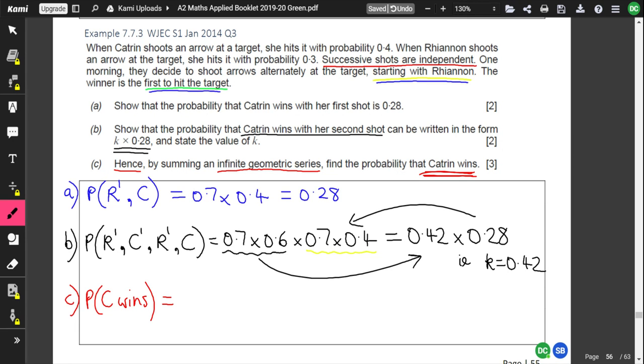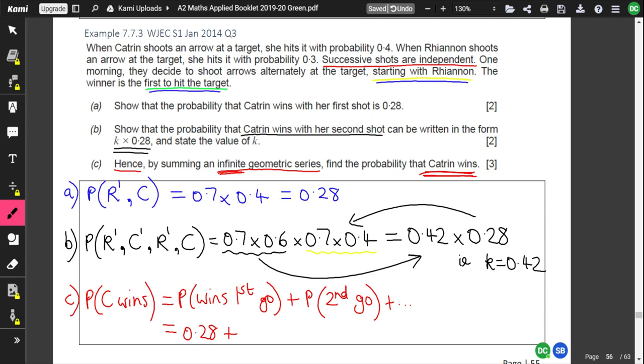So it's the probability of winning on the first go, plus the probability of winning on the second go, plus the probability of winning on the third go, and so on forever. And that's where our infinite geometric series is going to come from, because in theory, Rhiannon might miss every single time. So there's no maximum value on how many times it might take Katrin to win. To win on her first go, we already worked that out in part A. Win on her second go, we worked it out in part B.